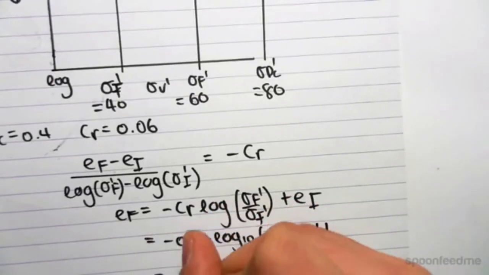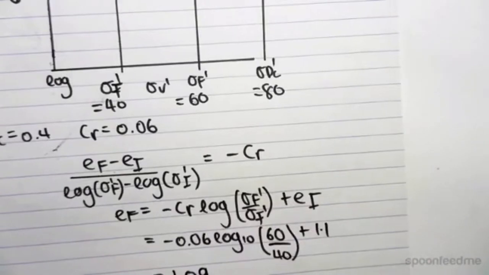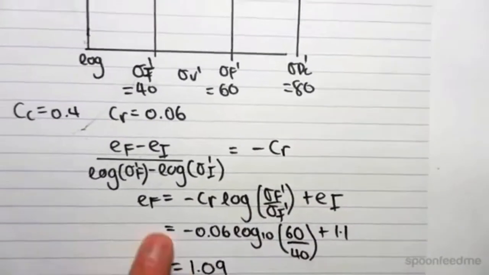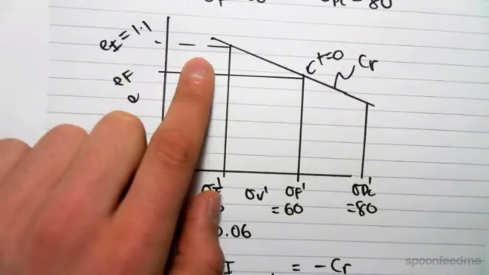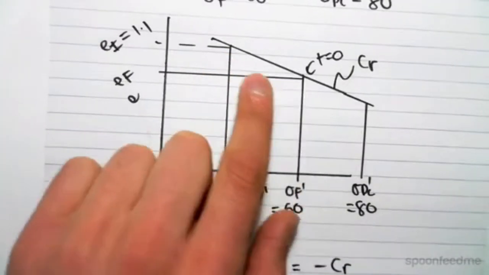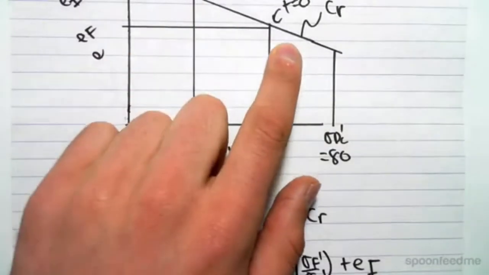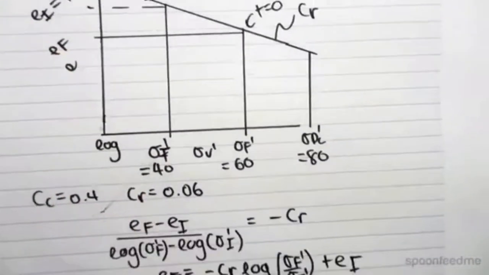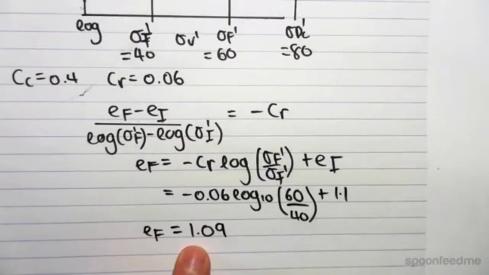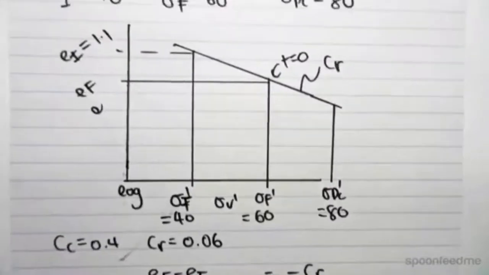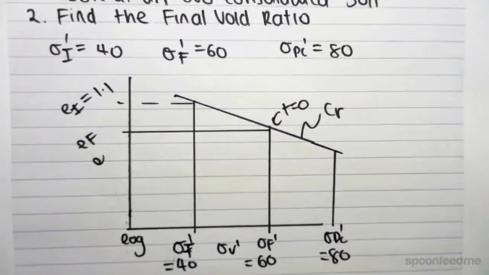we find that our new void ratio is 1.09. Okay, so with our initial void ratio being 1.1, we're increasing effective stress, which means that our void ratio will be decreasing and we get a smaller number of 1.09. Okay, so this example is how you find the final void ratio if your soil is over-consolidated.